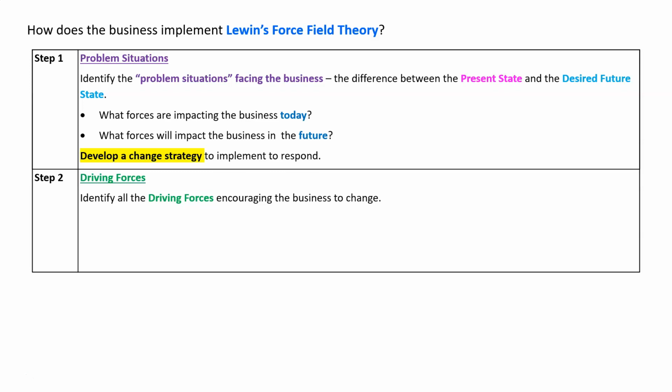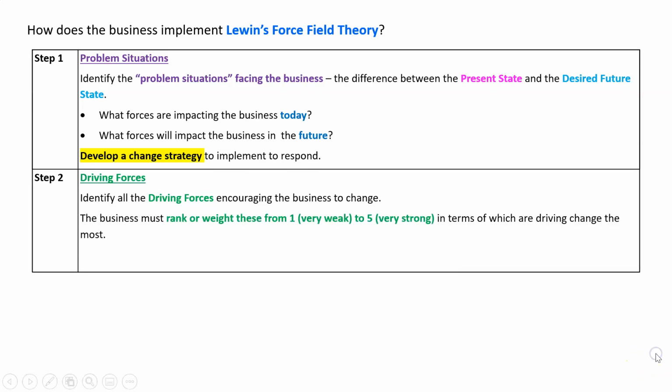They're called driving forces. And what's really important is we're going to rank or weight those from 1 to 5. We're going to say a force that's very weak will be 1, and a force that's very strong is 5. Now, the scale you use is not important. Different textbooks, different videos say different things. We're going to use 1 to 5.